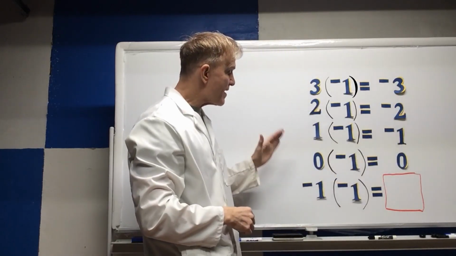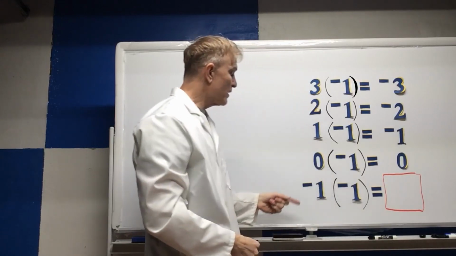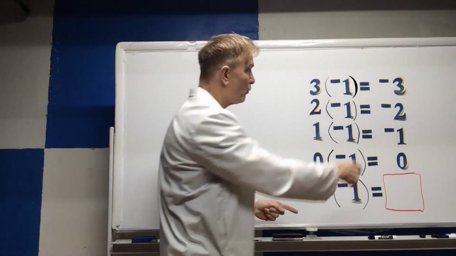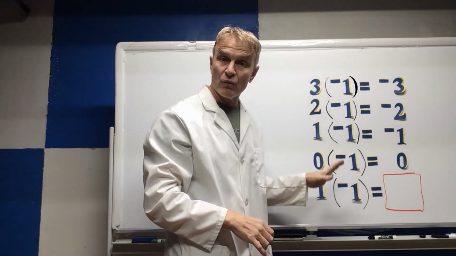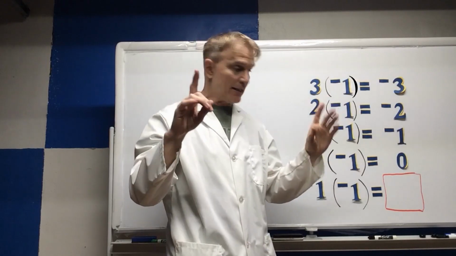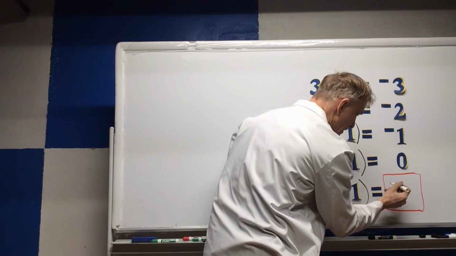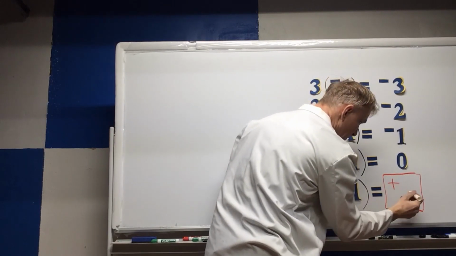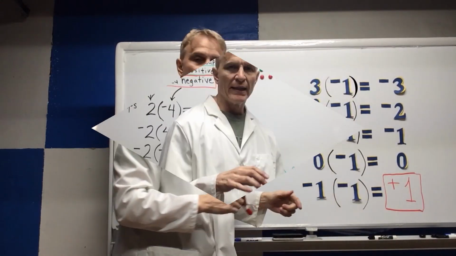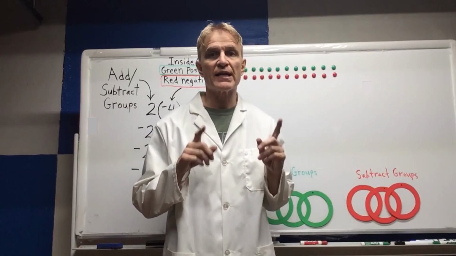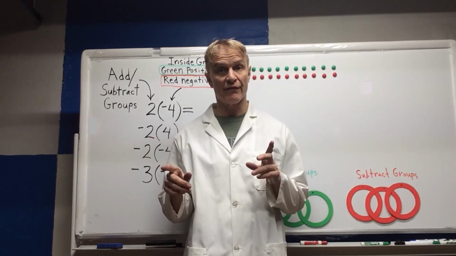So if we look down here at the last row, we have a negative times a negative. Well, if the pattern proceeds, we should get that a negative 1 times a negative 1 is a positive 1. It appears by our pattern example that a negative times a negative will produce a positive.